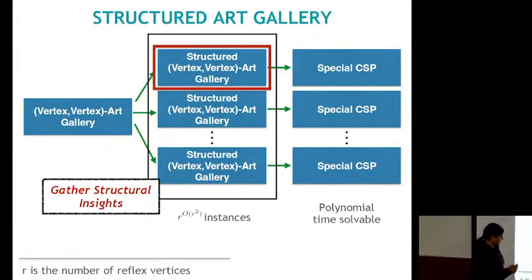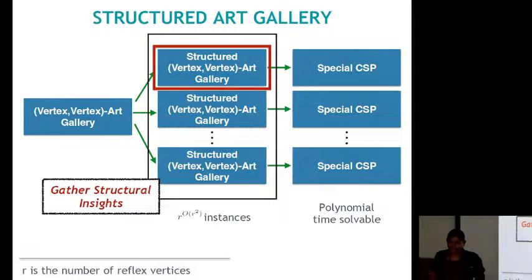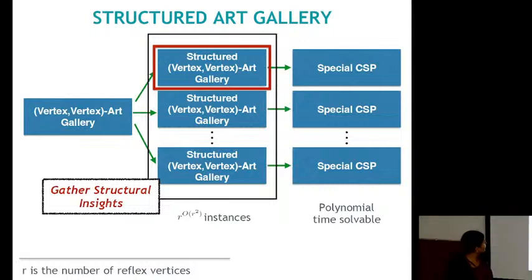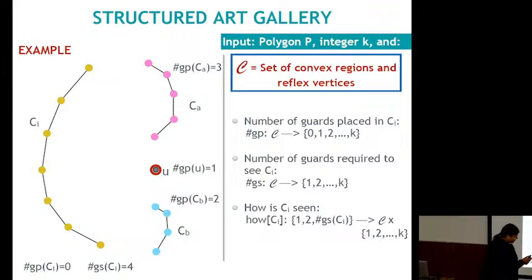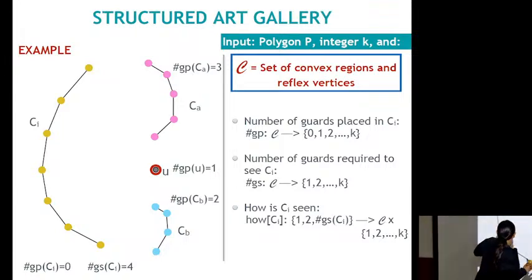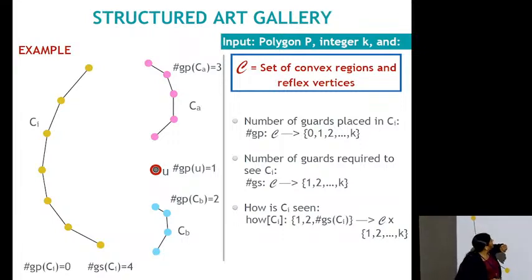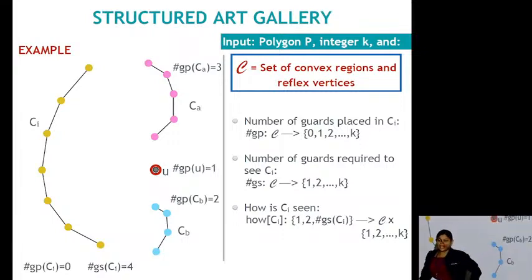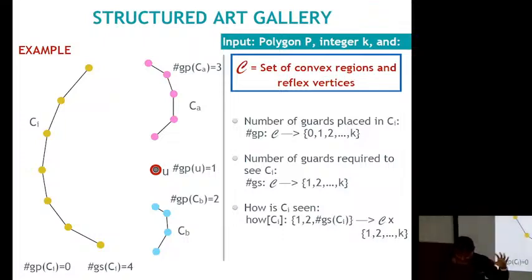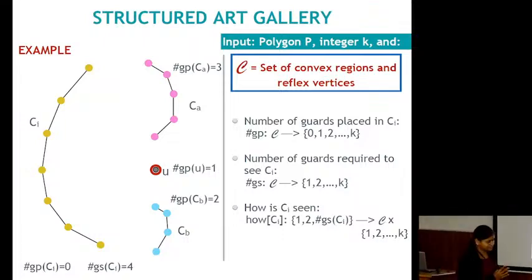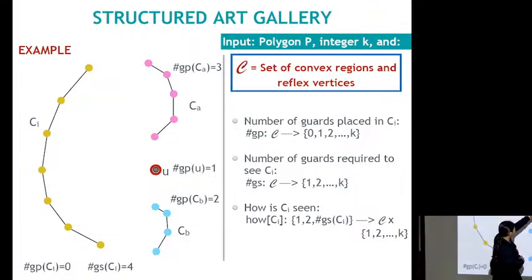Okay. So let's understand the structured version of the art gallery that we'll be working with. We have a bunch of these convex regions and reflex vertices. By this set, fancy C, I will denote the union of the set of convex regions and the reflex vertices. That is what this fancy C is.